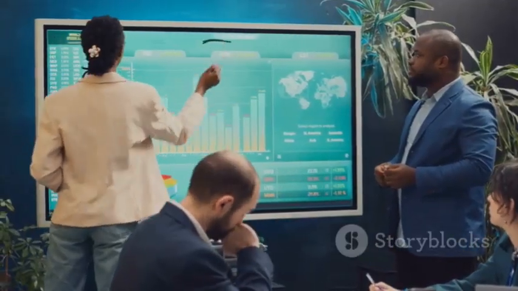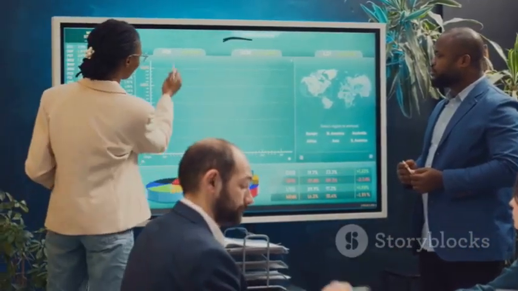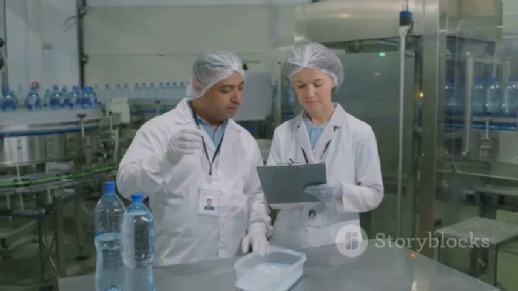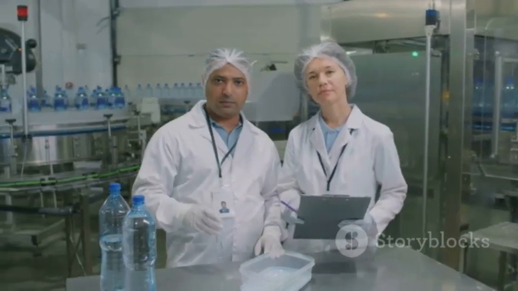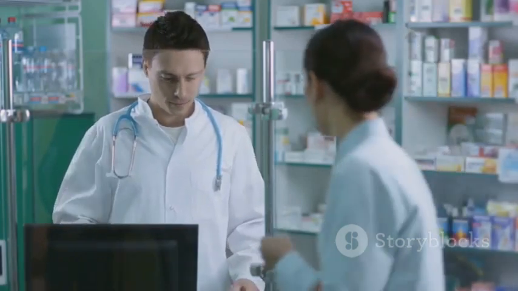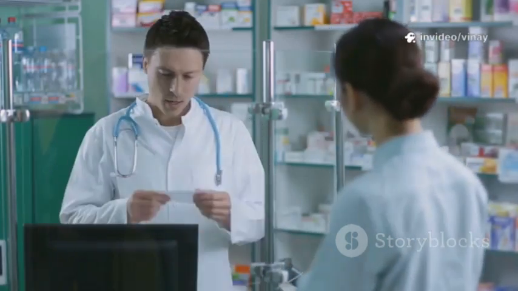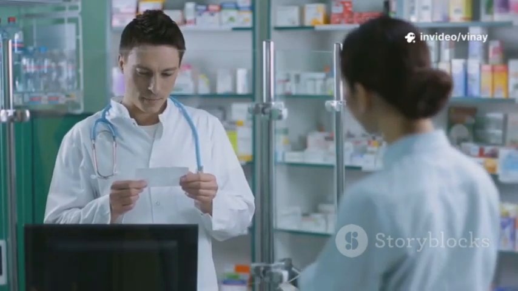Ultimately, the investment in a robust CSV program is an investment in certainty. It provides certainty for the company that its products meet the highest quality standards. It provides certainty for regulators that the company is operating responsibly. And most importantly, it provides certainty for doctors, pharmacists, and patients that the medicines they depend on are safe.